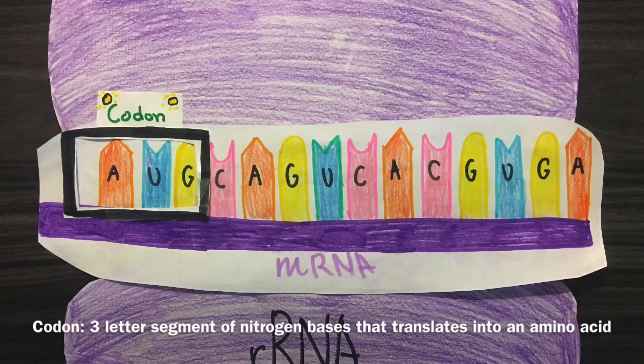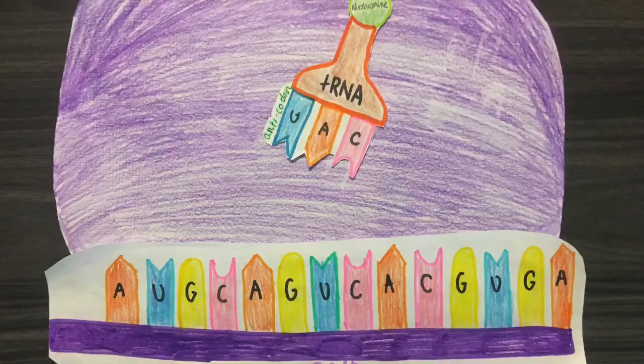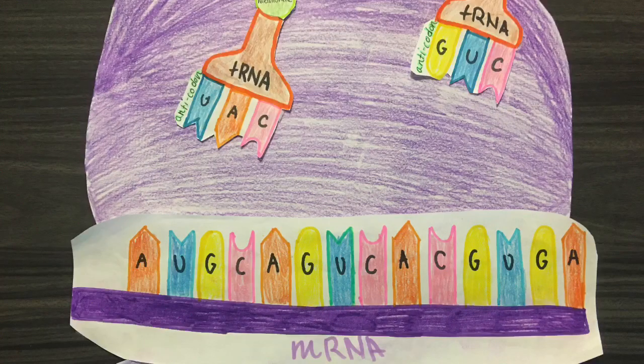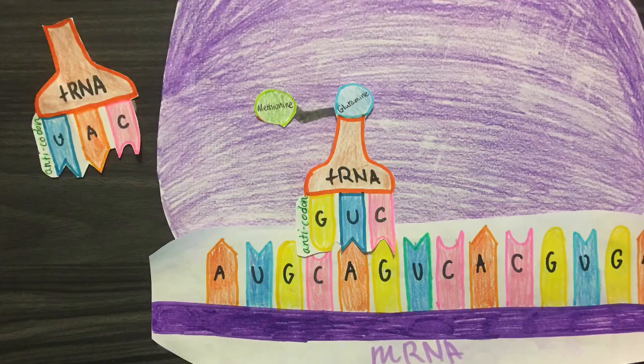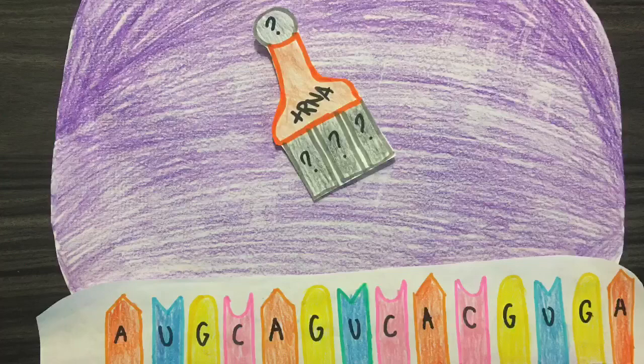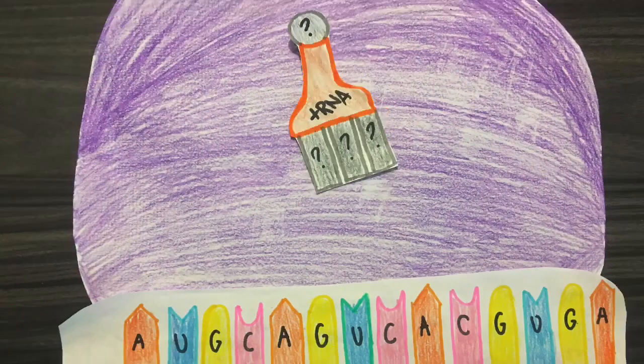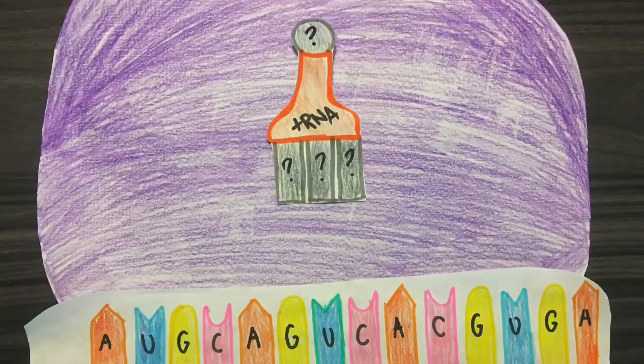Each three-letter segment of nitrogen bases on a strand of mRNA is called a codon. These codons translate into amino acids. Now tRNA, or transfer RNA, will bring in an anticodon, an amino acid, to pair with the mRNA's codon. But how do we know which amino acid tRNA will bring? Well, we can use a codon chart to find out.